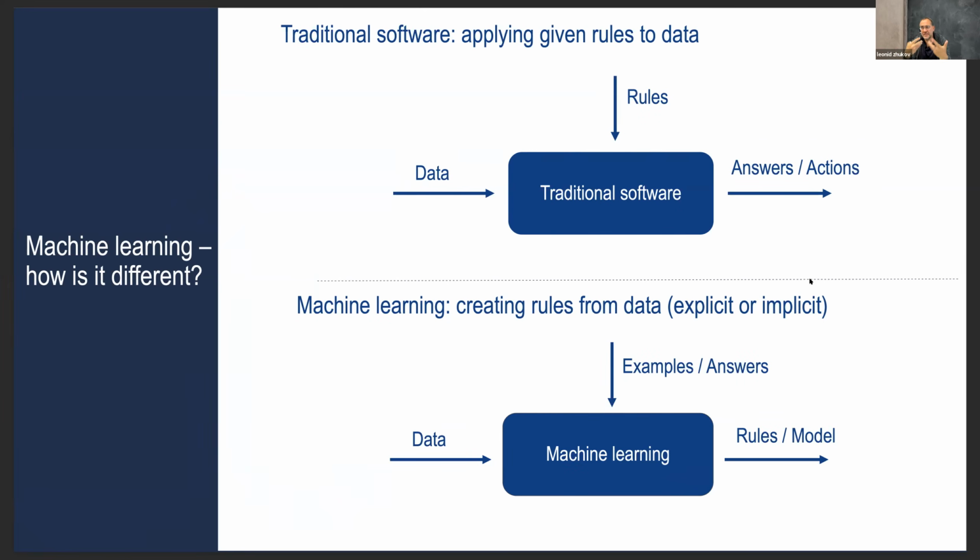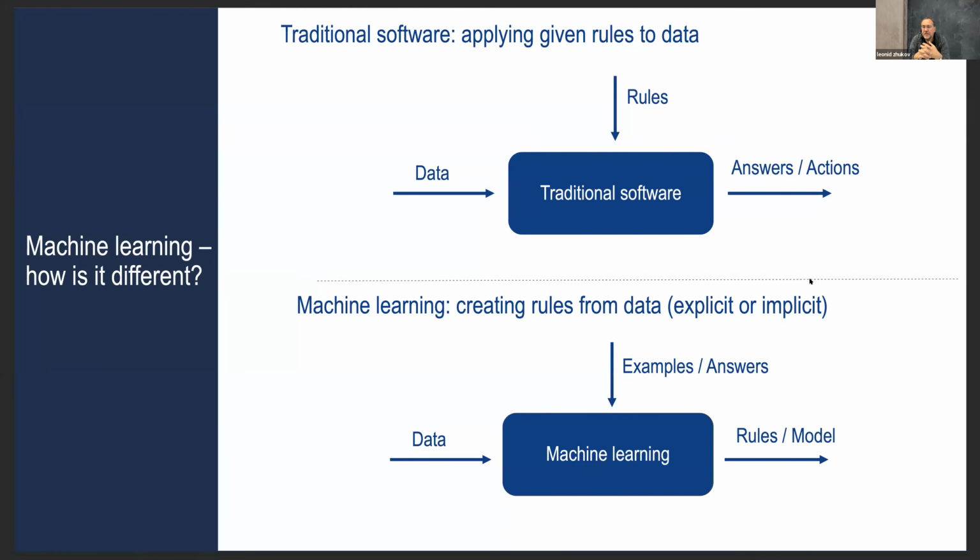So here it's not people who give the rules, it is an algorithm that creates rules from the data. And those rules can be explicit, and we'll see examples of that, or implicit, so it's not written out, but it's sort of created in an internal representation.